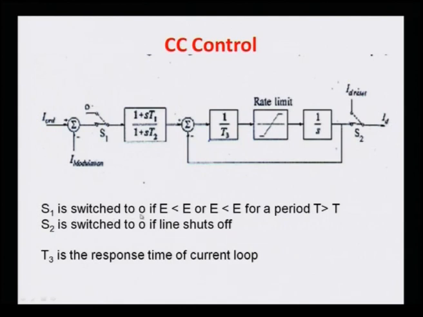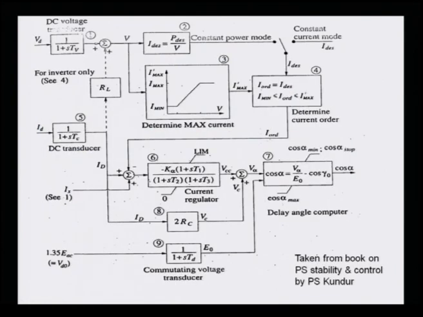S1 is the switch to O if your E is less than the E desired value, and then it can be calculated. This S2 is the switch to O if the line has to shut off, then we have the DC current here, this should go somewhere here, and the DC should be restarted. So, this is that one.